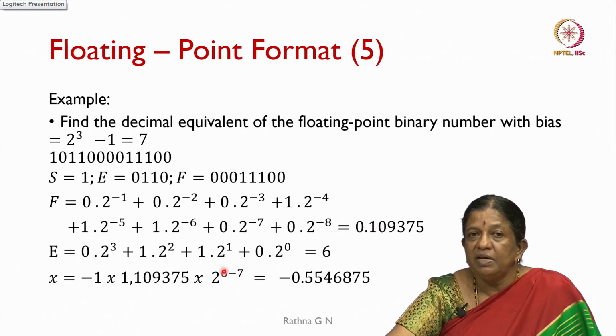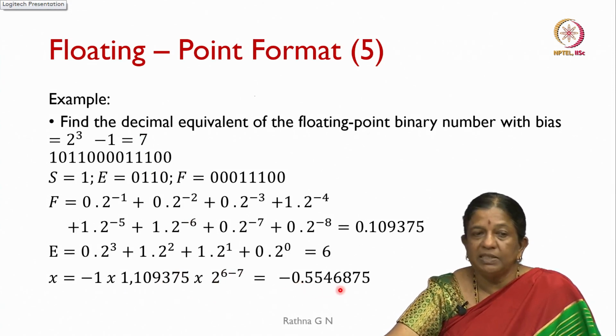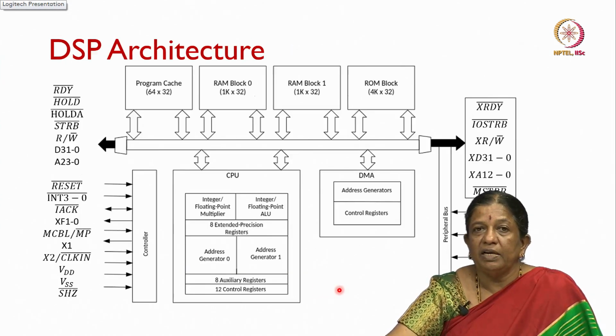The bias we have is 7, so 6 minus 1 is 2 power minus 1. So, this is divided by 2, which is equivalent to minus 0.554687. That is the value I can represent.